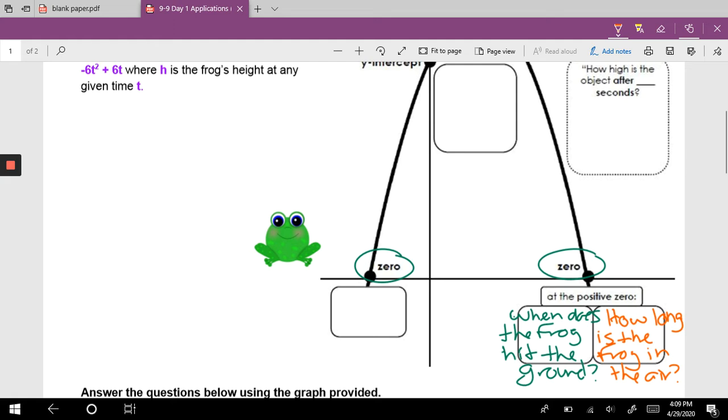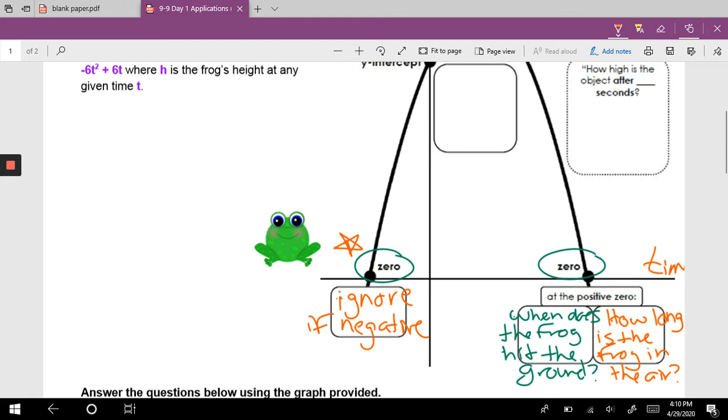So the second zero, the one here on the left, if it is negative, we ignore it, okay? The reason being, if you think about it, this x-axis is time. I can't go back in time. So if your leftmost zero is negative, you ignore it because you cannot go back in time. It's still part of the parabola, but won't be part of the interpretation of this frog's trajectory, okay?